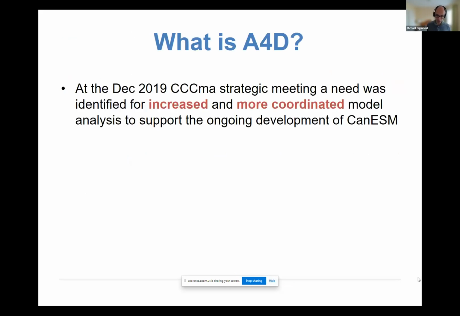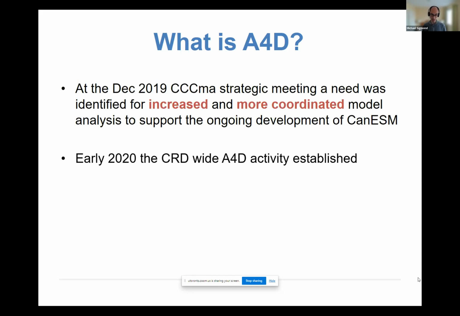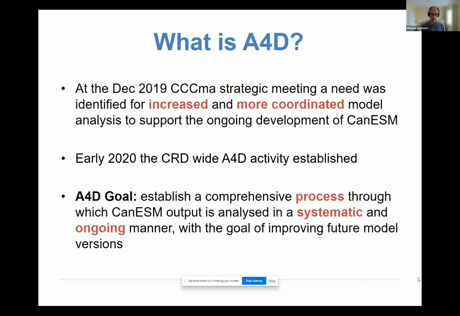So what is A4D? Basically, 2 years ago, we at CCCMA realized that we need to have more and more coordinated model analysis to support the development of CanESM. So in early 2020, we established the A4D activity. CRD is the Climate Research Division, so it does not only include the CCCMA, but also other sections. This was just before the pandemic. I think we had one in-person meeting, and then the rest was all online. The goal of A4D is to establish a comprehensive process through which CanESM output is analyzed in a systematic and ongoing manner, with the ultimate goal of improving future model versions.